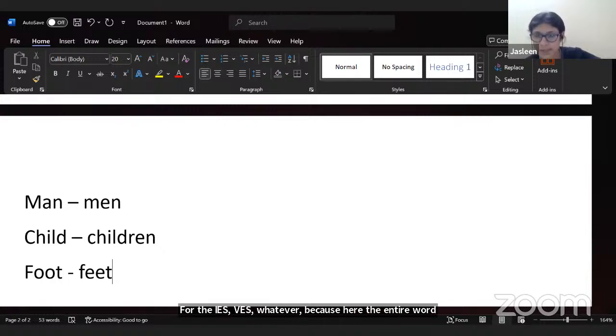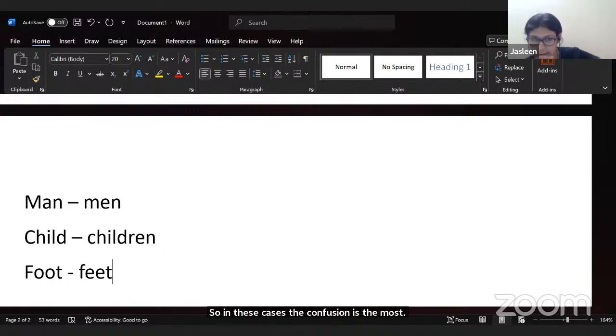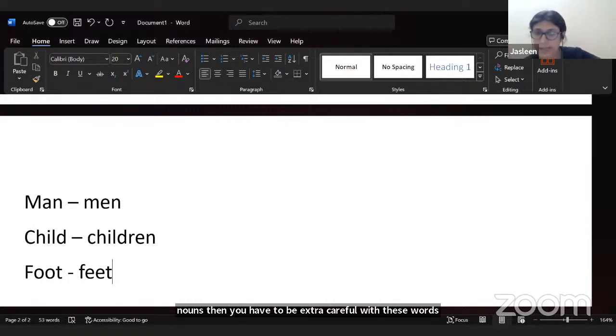So in these cases, the confusion is the most. Okay, so remember such words. Whenever you are dealing with this topic, you have to be very careful with what is singular and what is plural. And if you are dealing with plural nouns, then you have to be extra careful with these words, where you don't have to add es, s, ves, or ies, but you actually change the word when you have to make it a plural one.